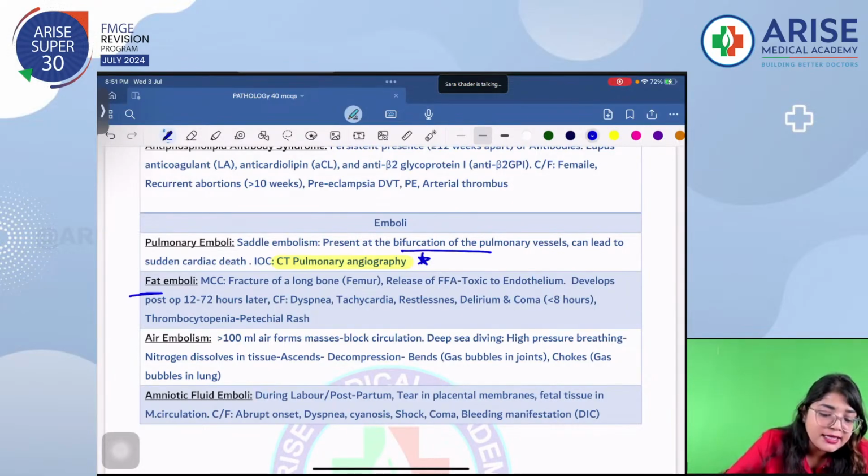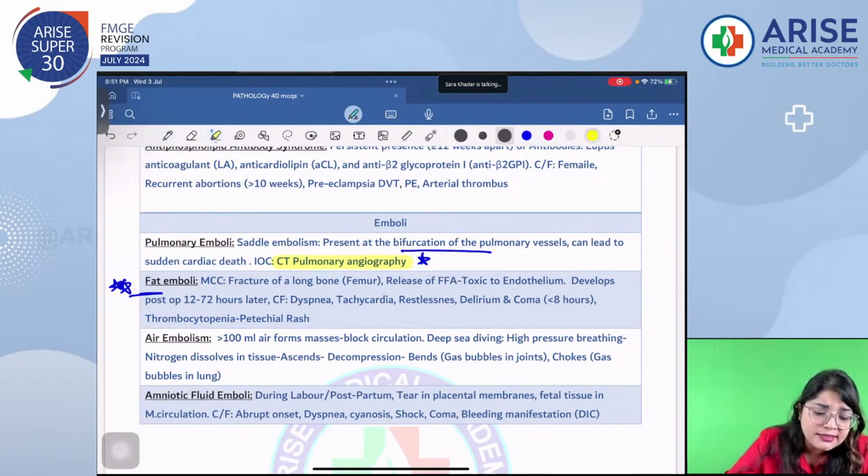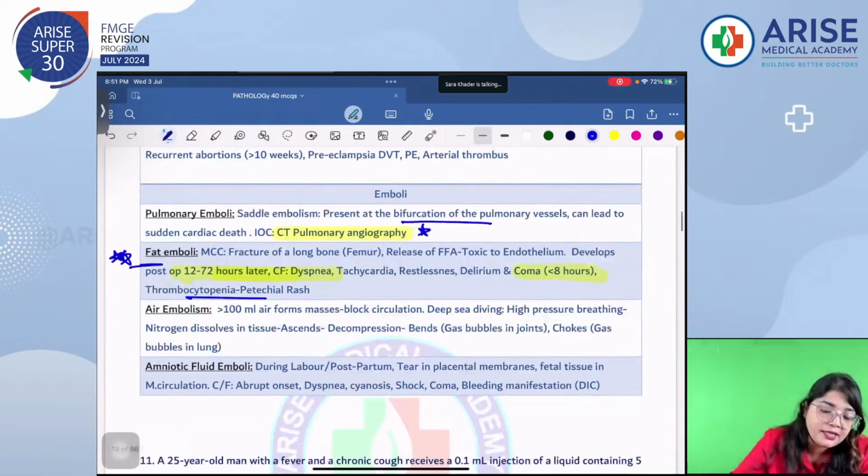What about fat emboli? Again, this is a previous year question. Remember, they'll give you a history of an RTA, a road traffic accident, and they'll tell you that after 72 hours sudden dyspnea happened, and this patient died because of that. Remember, coma, like CNS abnormalities, can be seen within 8 hours. Okay, within 8 hours. Very, very important. And thrombocytopenia results in a petechial rash.